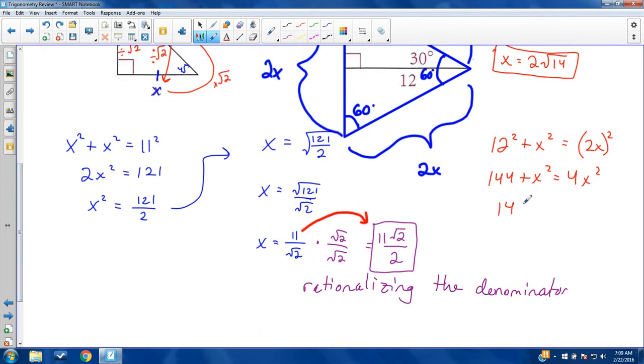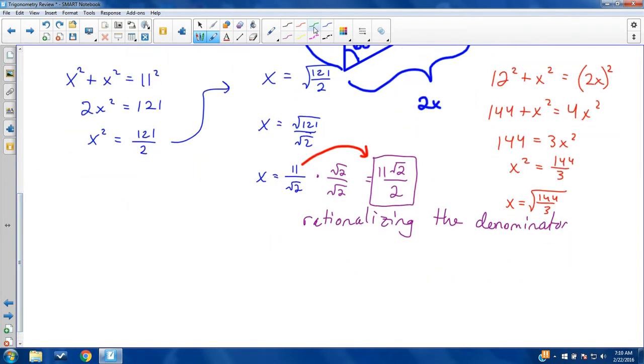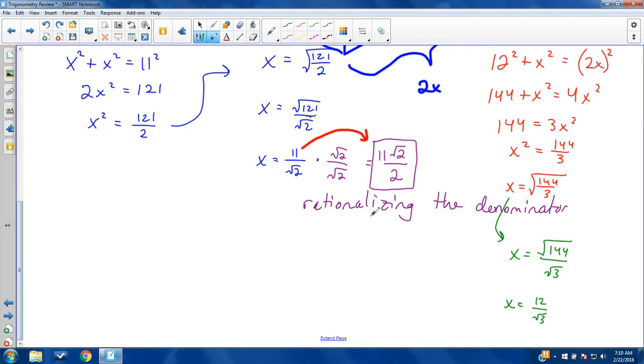So 144 equals 3x squared. Divide both sides by 3. You'll get x squared equals 144 over 3. Take the square root like we did last time. X is the square root of 144 over 3. And we're back to the last thing that I did the last time, which is splitting up the fraction with 2 roots, and taking the square roots of them if they are perfect squares or something like that. This is 12 over root 3. Now, just like the other problem, we will rationalize the denominator.